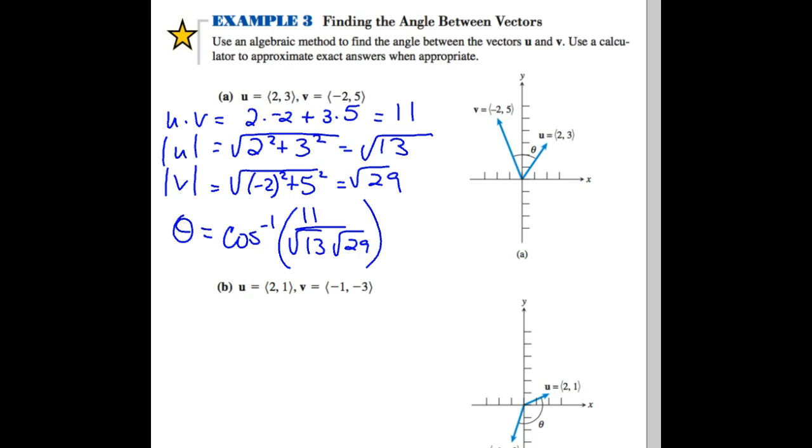Now keep in mind, if you take the square root of 13 times the square root of 29, that's really saying we could figure out what 13 times 29 is, and then square root that. So on your calculators, you can enter inverse cosine of 11 divided by the square root of 13 times 29. You just want to make sure that the square root piece of 13 and 29 is all in the denominator. If you want to put it in as two separate square roots, you can, but then put parentheses around the whole denominator. Go ahead and try it on your calculator.